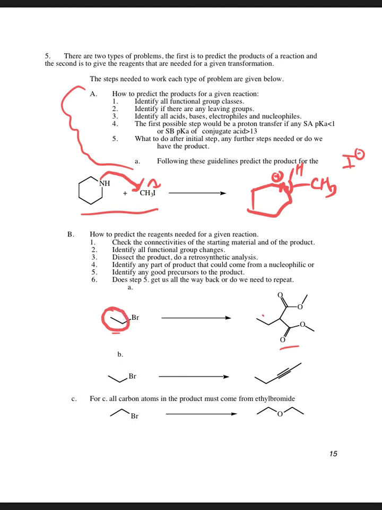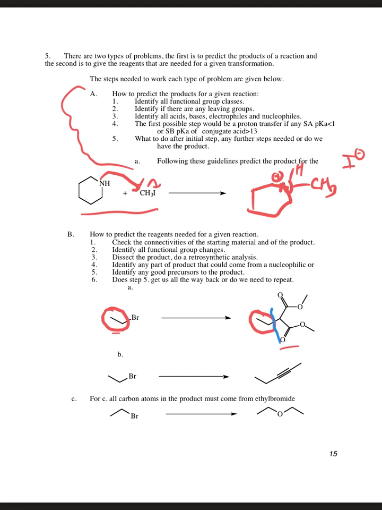Okay, check the connectivities. These 2 carbons are these 2 here, so we need to form this bond between the ethyl group and the other chunk. Okay, the ethyl group, identify the product, do a retrosynthetic analysis, see which bond you have to form. Think about what the nucleophile could be or the electrophile.